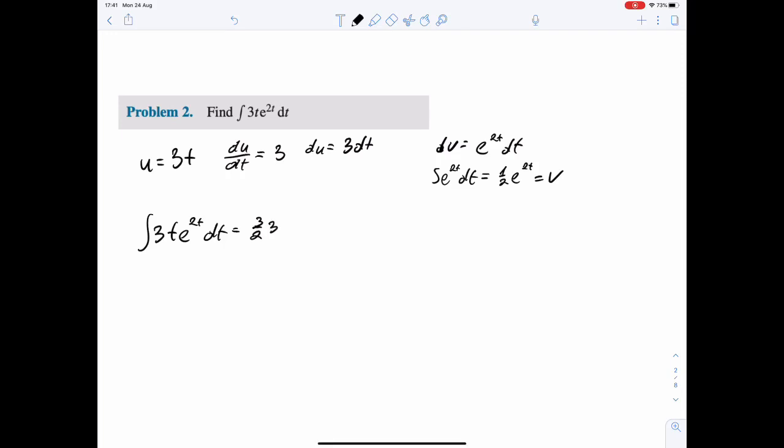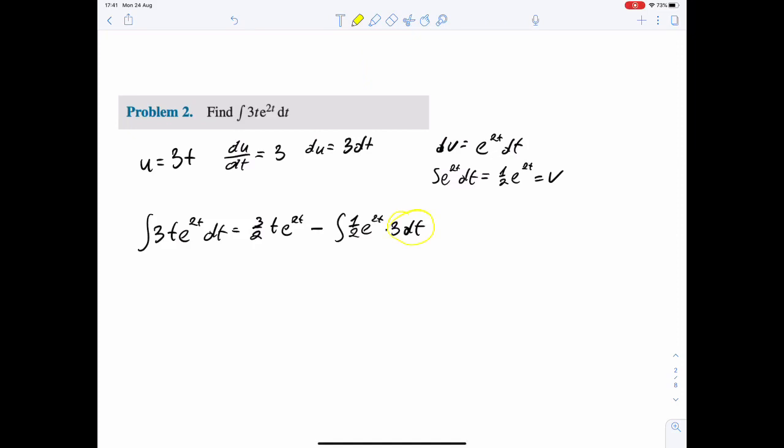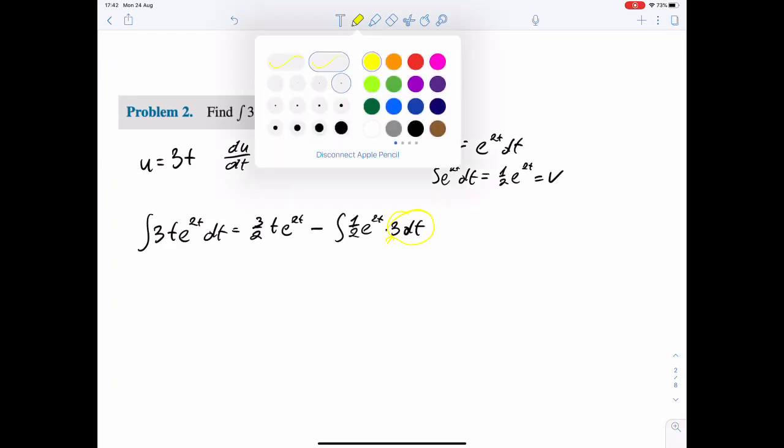times 3t, sorry, not 3t, 3 over 2 t multiplied by e to the power of 2t, and all that minus the integral of v du, so half e to the power of 2t multiplied by 3 dt. And note that the actual magic happens in this case, because now 3 is just a constant, which allows us to take it out of the integral sign. dt is just a sign of further integration, so that makes it really easy for us to integrate this second integral.